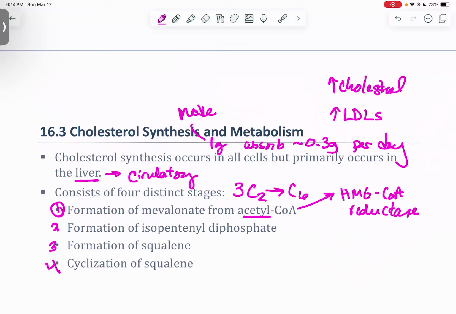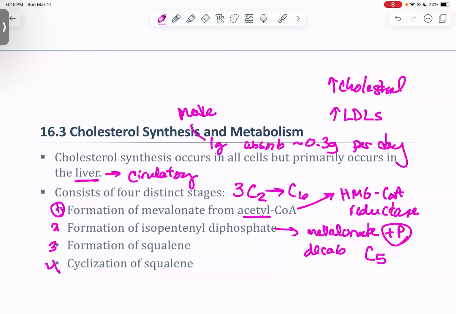That's the C6 molecule. Then we're going to form another intermediate. And this is a really important intermediate when you're talking about making plant chlorophylls, vitamins, and quinones, and that's the isopentenyl diphosphate. In this step, mevalonate gets phosphorylated, and then it also gets decarboxylated. If it gets decarboxylated, that means we have 1 less carbon. So we're going to end up with a C5 molecule after step 2.